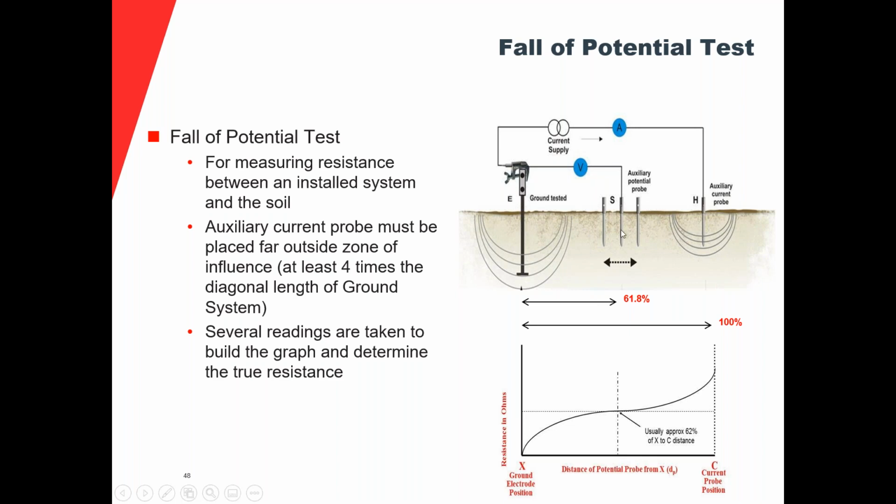this portion here. So this is actually our earth resistance, but with the fall of potential, the resistance that we need to look at is the 62% of this distance, or the 61.8% of this distance, because that is where it stabilizes the value of the resistance. So that means that is your earth resistance here, the 62%. That is the fall of potential test. So that is the second method. The first method is the dual by using the clamp. The next method is the fall of potential method.